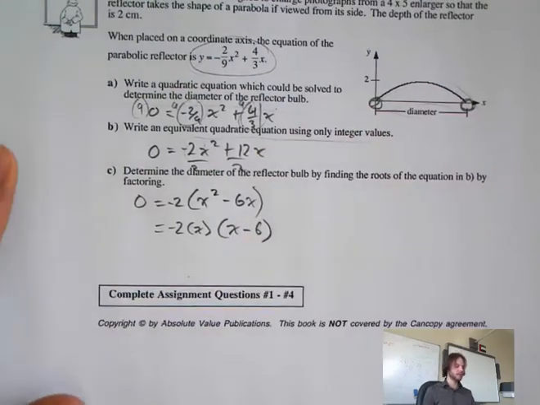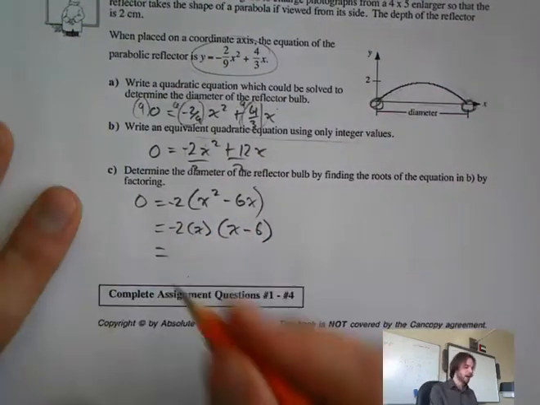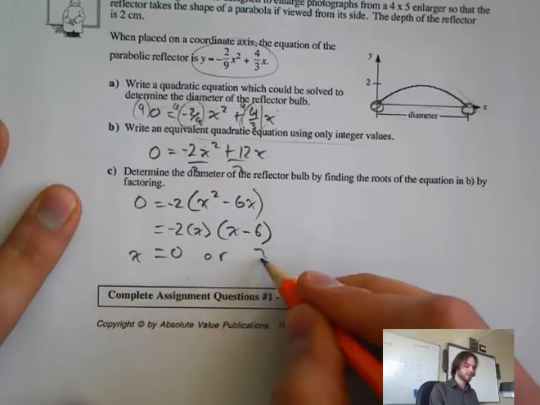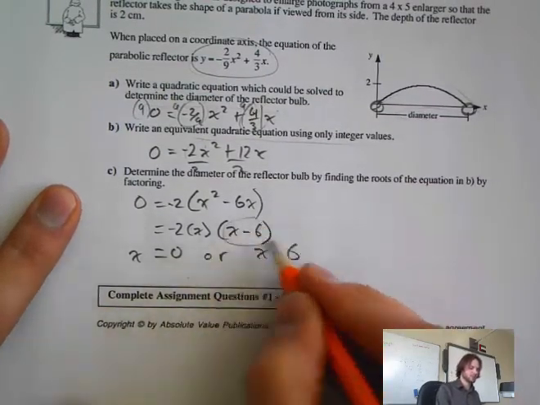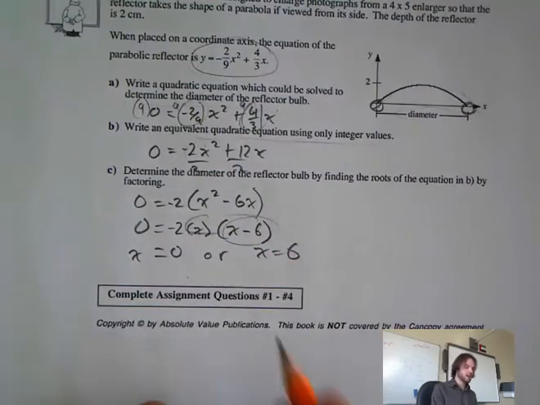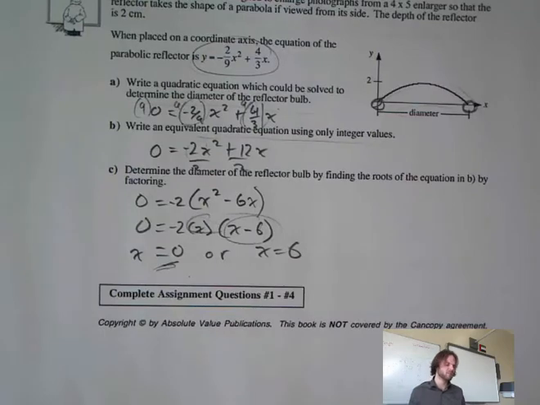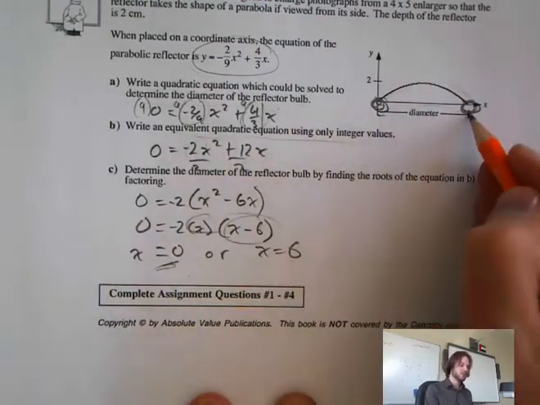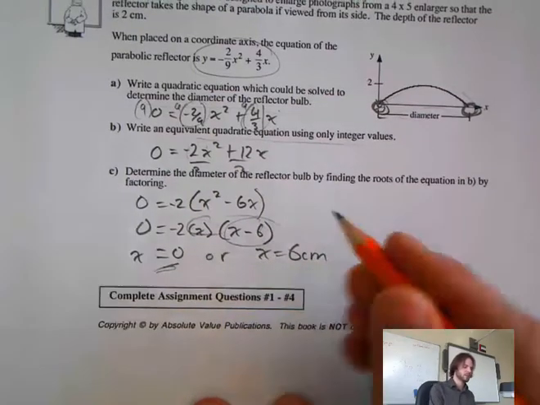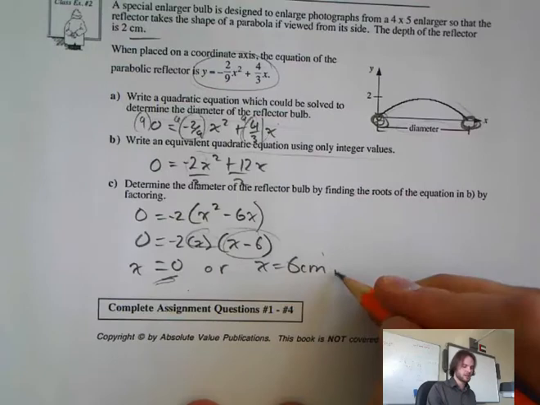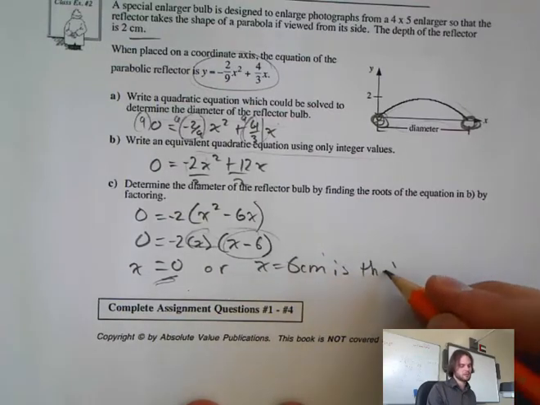Okay? Now this is easy. I have x equal to 0, or x is equal to 6, because this is equal to 0, or that is equal to 0, right? To make it equal to 0. Now, my diameter isn't going to be 0. That's this x-intercept. That's the start. The end is there. So from here to here is 6 centimeters, because the question's in centimeters. So 6 centimeters is the diameter.